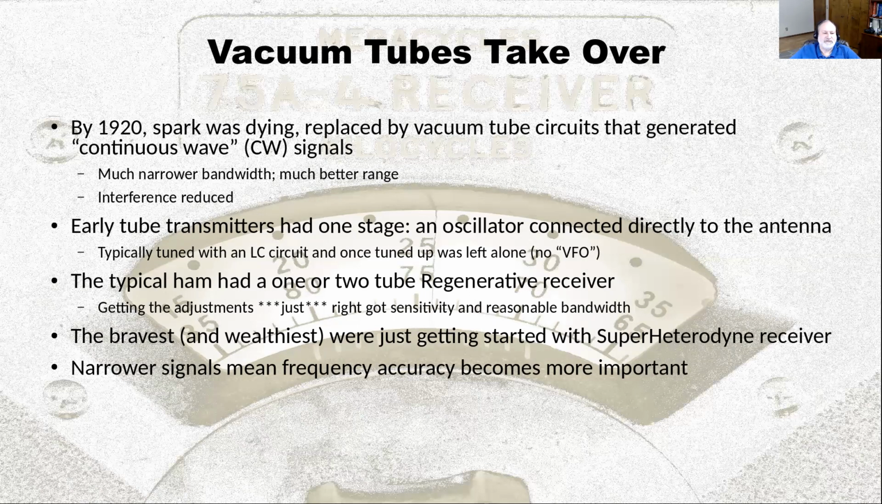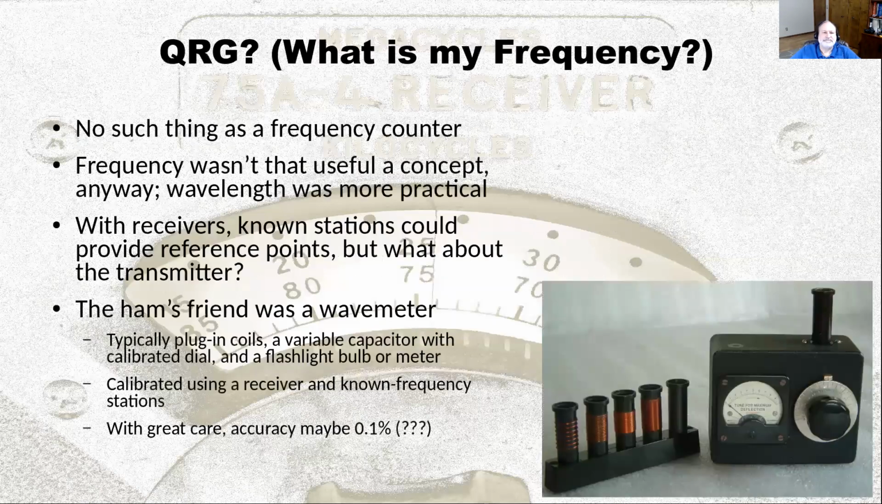Between the transmitters and the receivers, narrower signals meant the frequency accuracy became more important. You had to know where to look for someone, and stability became important because once you found them, both the receiver and the transmitter needed to stay put so that you could hear and work each other. In the 20s, the Morse code prosign QRG, what is my frequency, became very popular. There was no such thing as a frequency counter, and frequency wasn't that useful a concept anyway. Tuning was so coarse that wavelength was more practical. And remember, a long wavelength is low frequencies, short wavelength is higher frequencies.